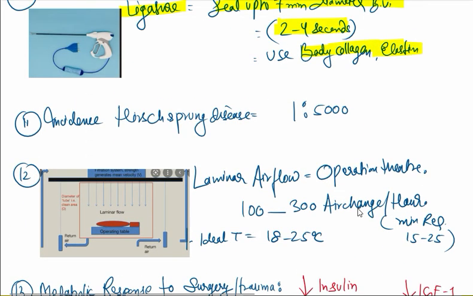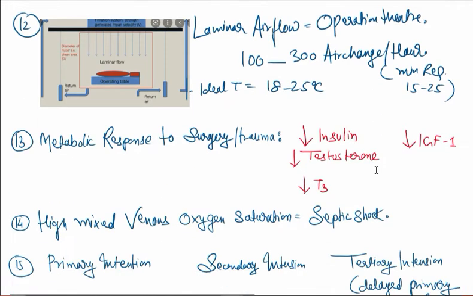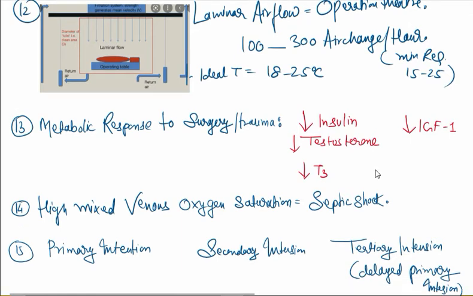Next one, what is the incidence of Hirschsprung disease? It is 1 in 5,000.